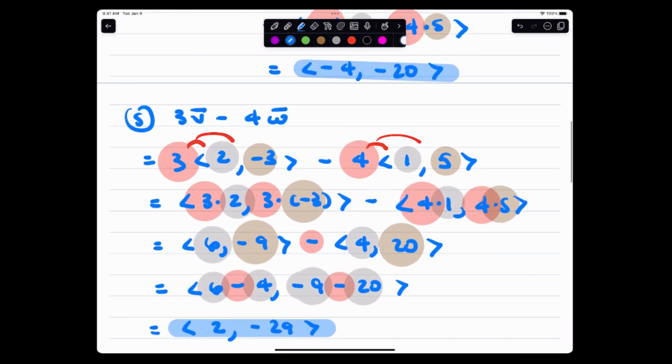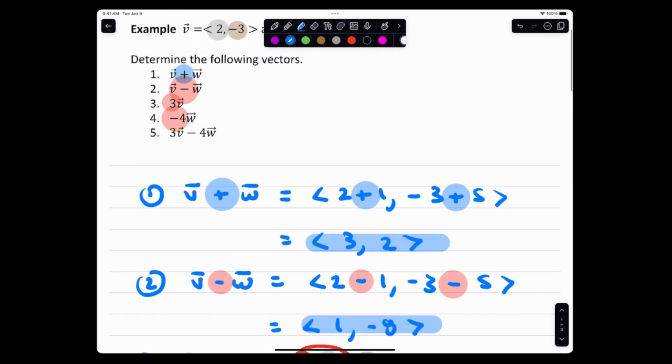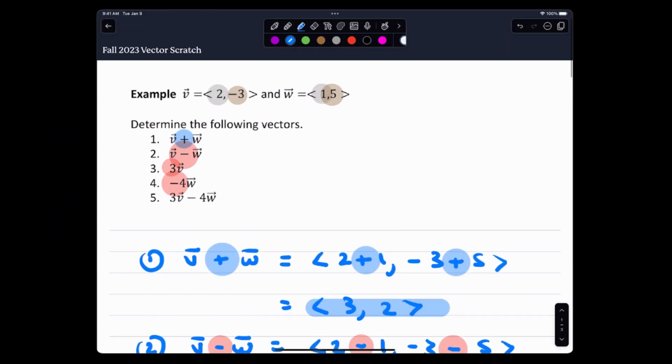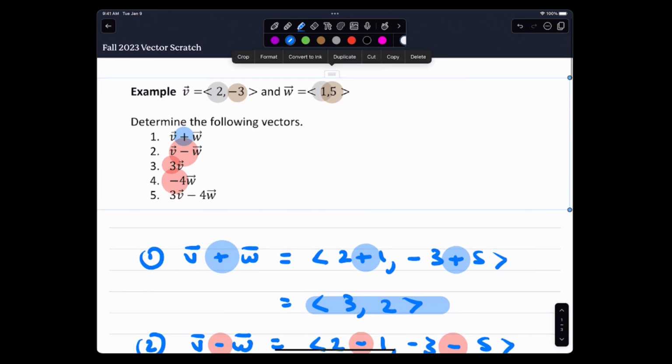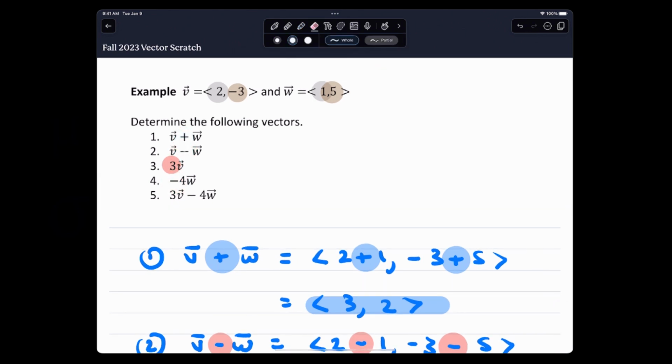So I want to share with you guys that there is a way to do some arithmetic with vectors, and it's very meaningful. All right? Now, anybody have any questions with what we just did with these vector arithmetic questions? Is that easy peasy, lemon squeezy?